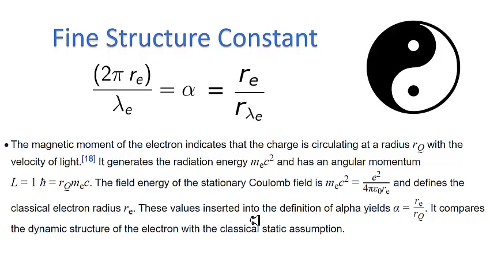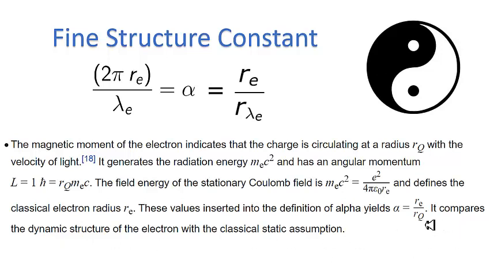These values inserted into the definition of alpha. So when they take all this and insert it into the definition of alpha, you get alpha is equal to the classical electron radius divided by RQ. So this is actually what I just derived right here. Their RQ is the radius of my system. And what they say next is actually really interesting.